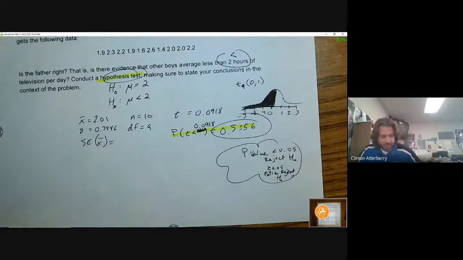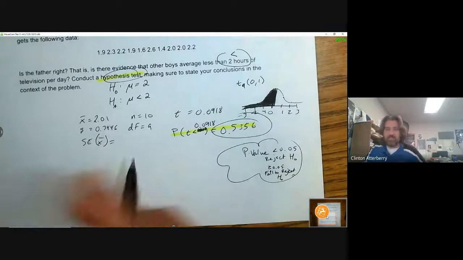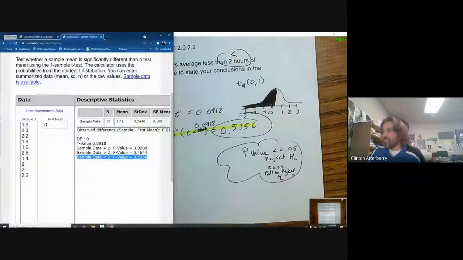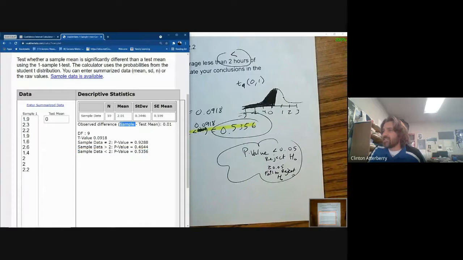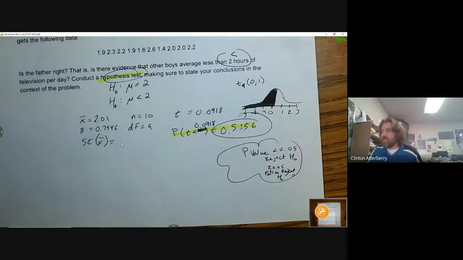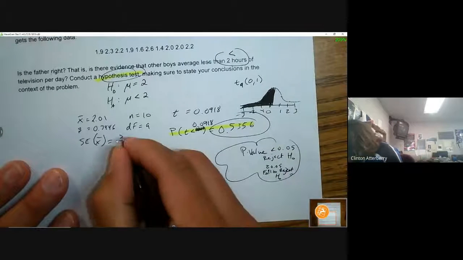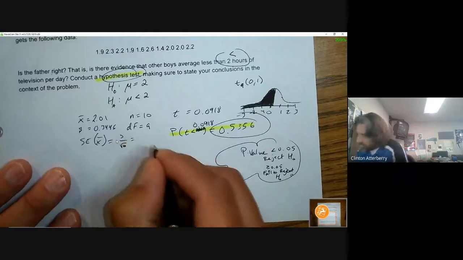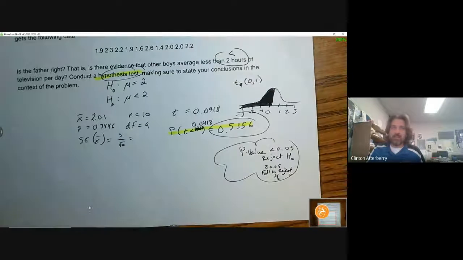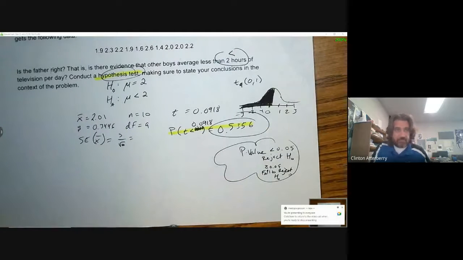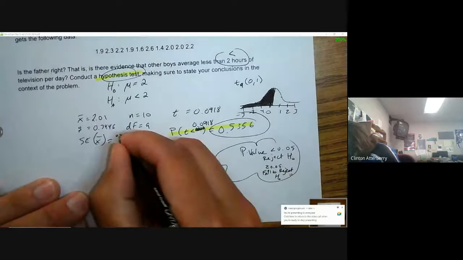Okay. So we would say a standard error of our mean. That's the observed difference. If we need that number, the standard error of the mean, that would be the standard deviation divided by the square root of the sample size. I could calculate that on a calculator. Oh wait, the standard deviation, that would be the 0.3446.